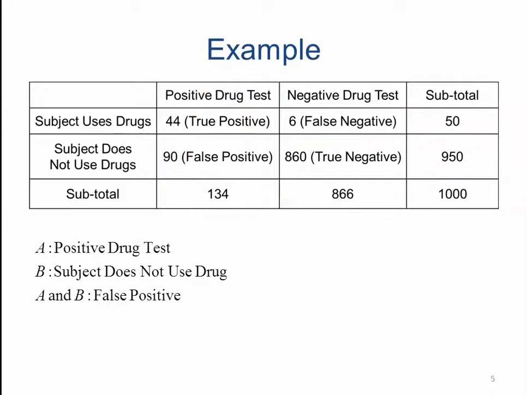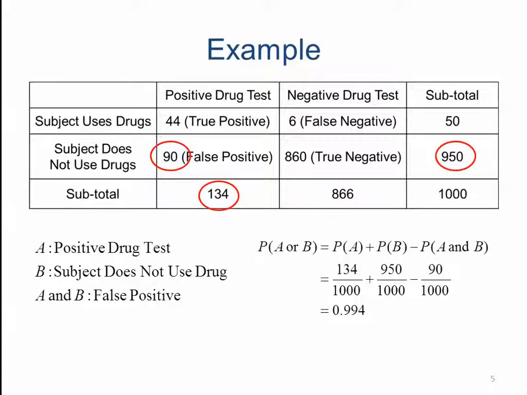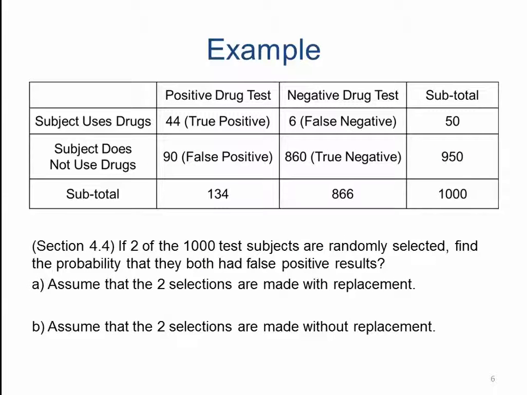Right. So now let's define the events. Event A is positive test result, event B is subject does not use drug, and their intersection is the false positive. So 134, that's the positive test result. 950, that's the subject that does not use drug, and then the intersection is this 90. Here we use the addition rule to find such probability. So the answer is 0.994. Okay. All right, let's try the third question.